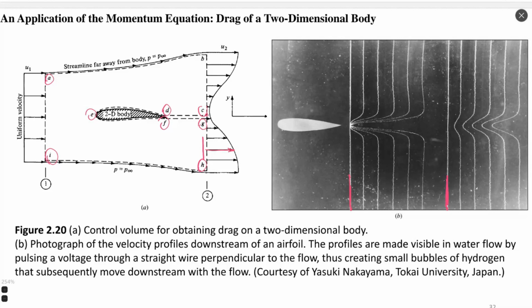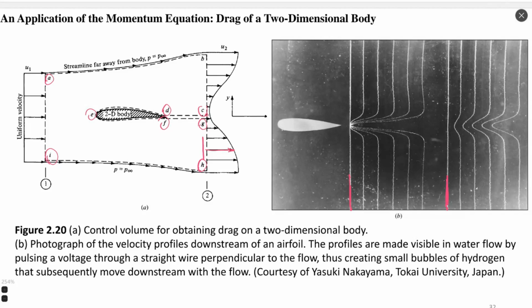Okay, and then the final line AI is the inlet, where velocity is uniform. This line AI is also far from the body, in front of the body, and it doesn't have influence from the body, not influenced by the body. So velocity is uniform there.